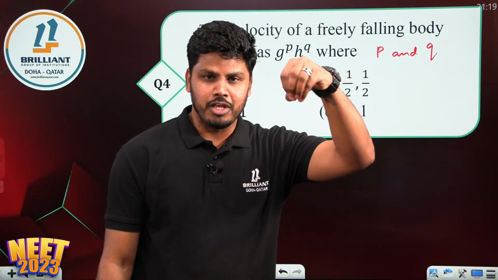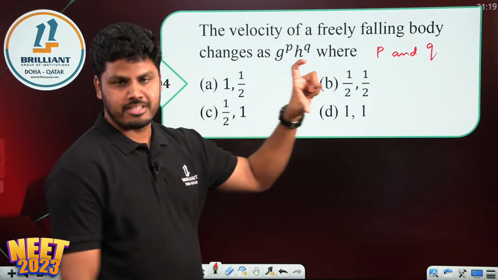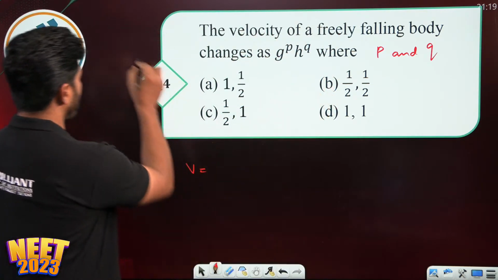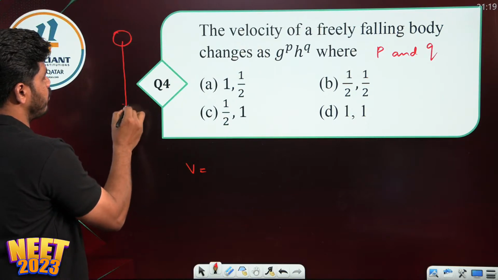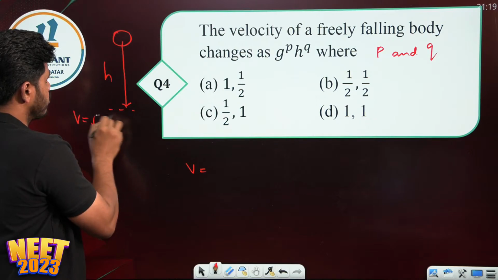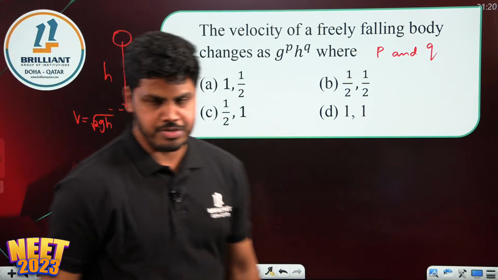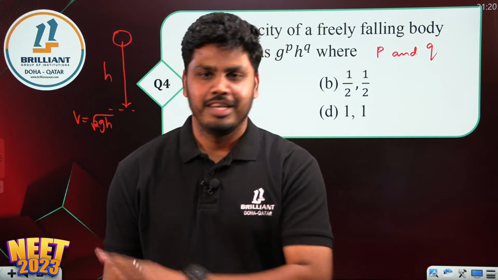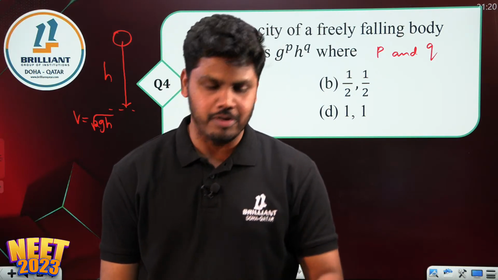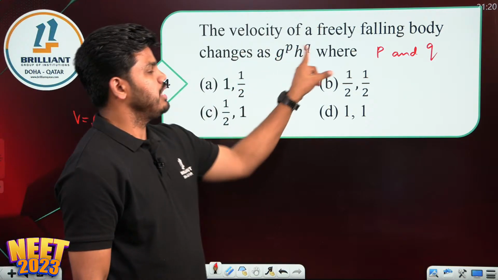Any body which is falling freely under gravity, its velocity after a particular distance. If something is dropped from a height, after covering a distance h, what will be the velocity? It is root of 2gh, right? Root of 2gh is the equation. If you know that equation, that problem is solved already, because the powers of g and h are p and q.